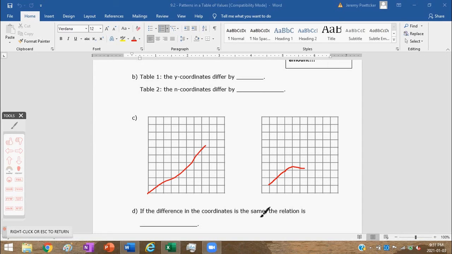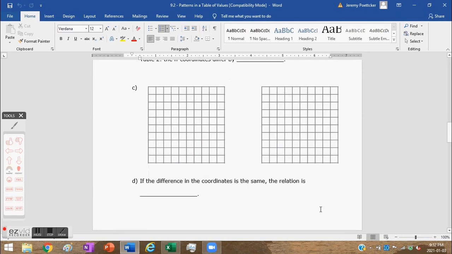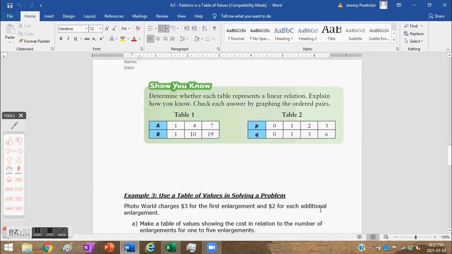So if the difference in coordinates is the same, the relationship or the relation is, this is an important math word, it is linear. As little as that looks like the word linear, L-I-N-E-A-R, linear, even though the A sort of looks more like a fish than an A. Anyways, continuing. All right.